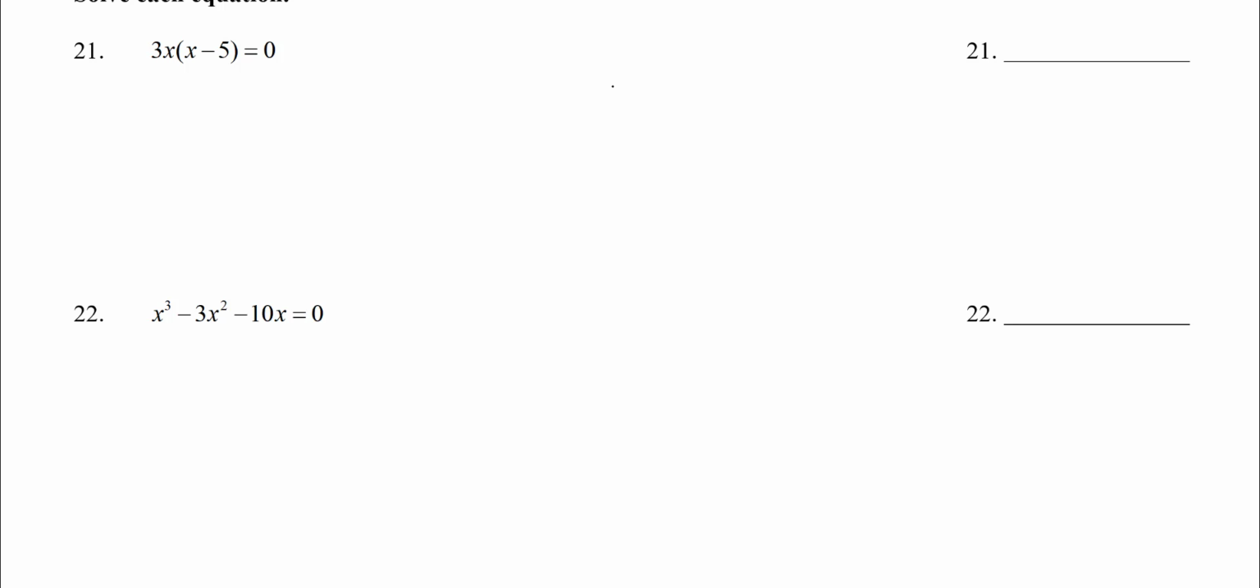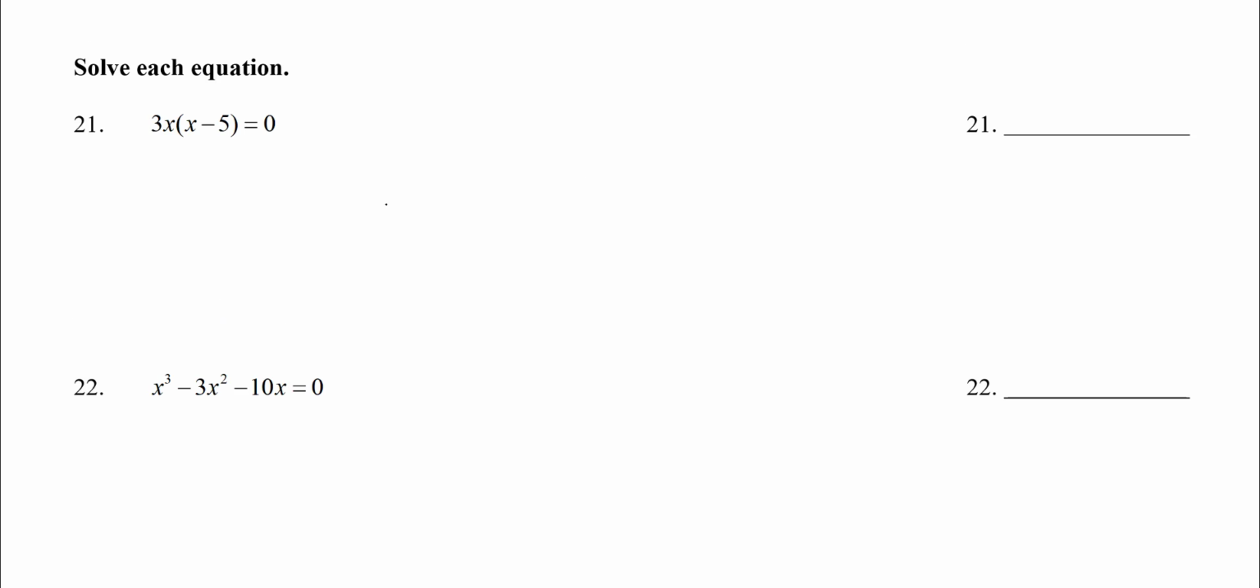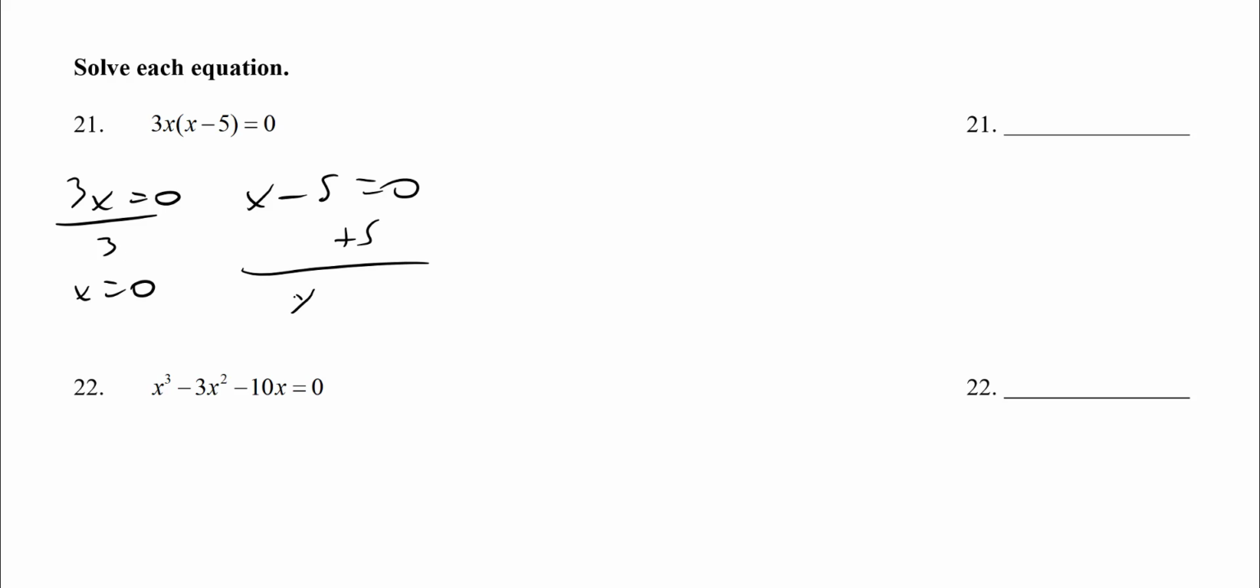All right, so now they're saying solve each equation, which means I just need to set, like this one's already factored for me, so I'm just going to say 3x equals 0 and x minus 5 equals 0. Divide everything by 3, so x equals 0, and add 5 to both sides, x equals 5. So those are my two answers, 5 and 0.